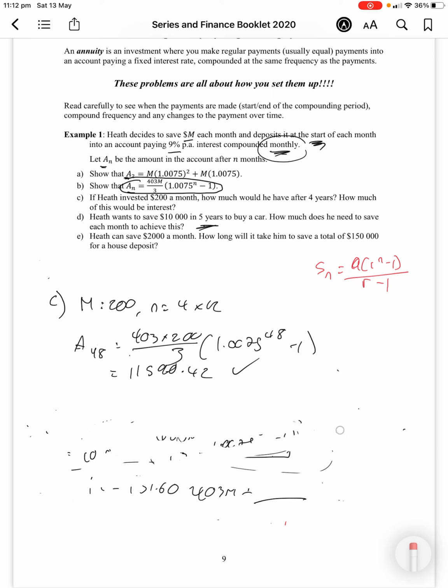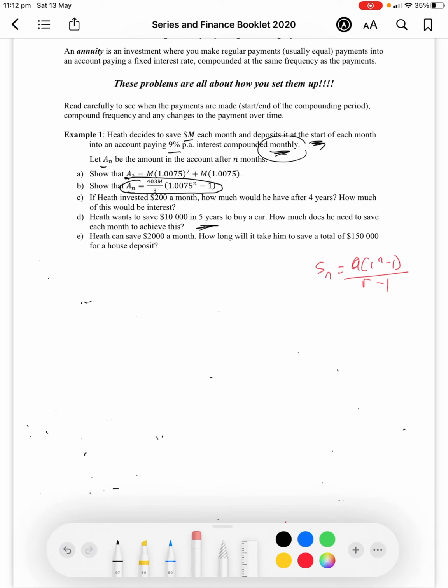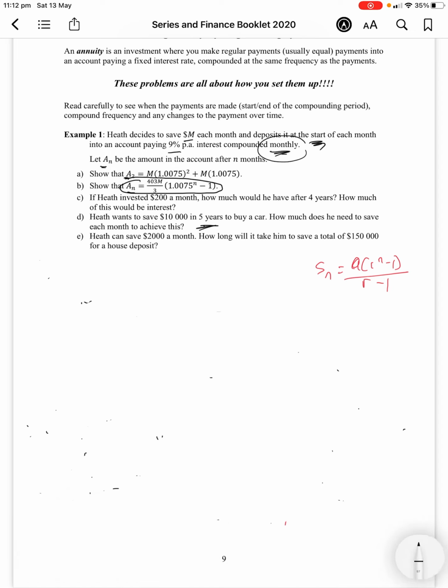He can save $2,000 a month. How long will it take him to save a total of 150,000? So these problems, anytime you're looking at the time, how long or anything along those lines, you're actually going to be using logs, and we will always be doing this. Anytime you look at a financial question and it's about how long, it's always logs. Always, always, always. So we know that the monthly repayment M is $2,000. We know that AN is 150,000 because that's what we want him to save.